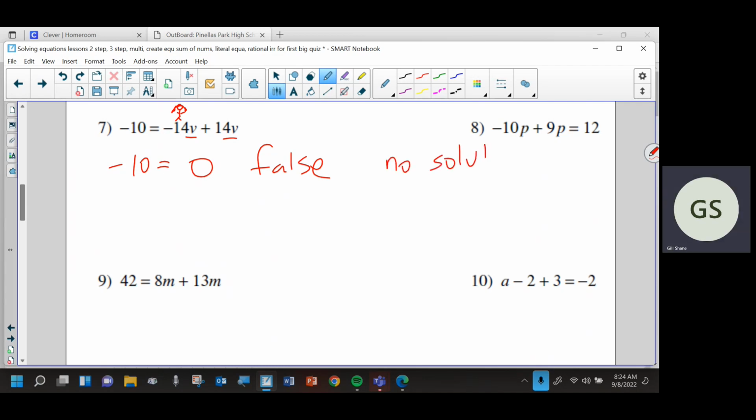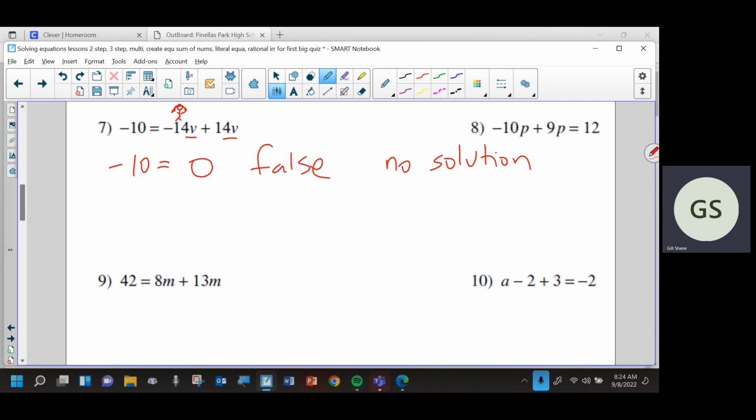There is no number I could plug in for that variable v and make the right side equal the left side. It's impossible to do. You could try any number you wanted. You can get a calculator out and try it on your own if you want later, but there's no solution that will work.